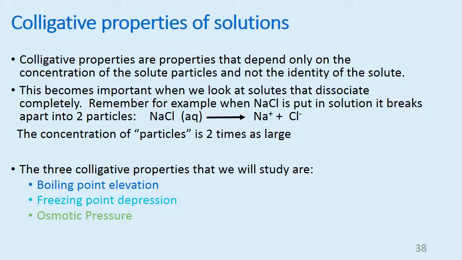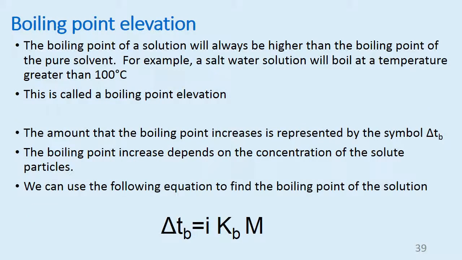The three colligative properties that we're going to look at are boiling point elevation, freezing point depression, and osmotic pressure. So the boiling point elevation is one of the colligative properties. What is the boiling point elevation? Well, that means that the boiling point of the solution will always be higher than the boiling point of the pure solvent. So a saltwater solution will boil at a temperature higher than 100 degrees, the normal boiling point for water. So again, this is called the boiling point elevation.